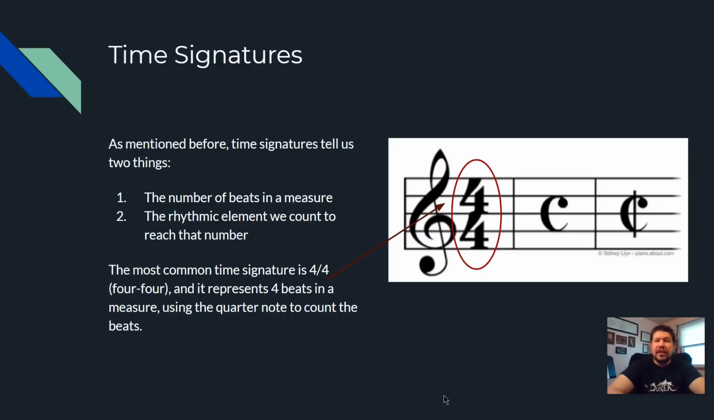And it contains two fours that are sitting right on top of one another. It represents 4 beats in a measure, and using the quarter note to count the number of beats. Now, for our purposes, we don't really need to worry about the bottom number. We're not going to be too concerned with how we get there. We're just going to focus more on the fact that the top number is going to tell us the number of beats in a measure. Please remember that the bottom number is important too, but the top number is what we really need to focus on.